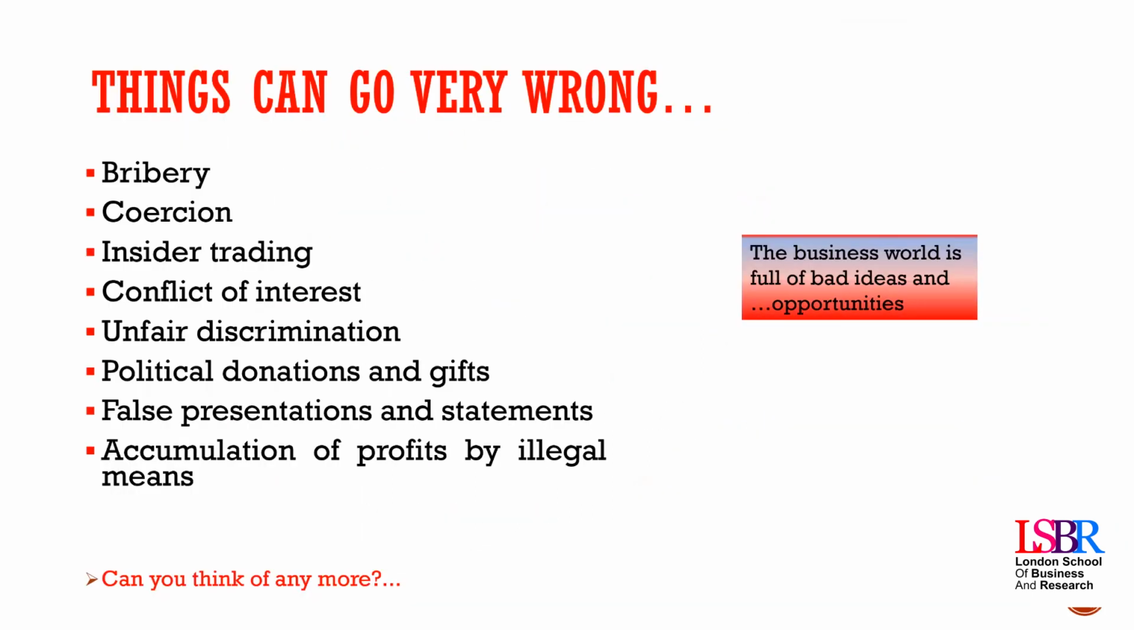Things can go very, very wrong. So with governance, sometimes you see, and this happens more regularly than it should, organizations that get into trouble because they've been implicated in bribery, coercion, insider trading. There's conflicts of interest that may arise, unfair discrimination, political donations and gifts, etc., etc. These are examples of bad governance in practice.